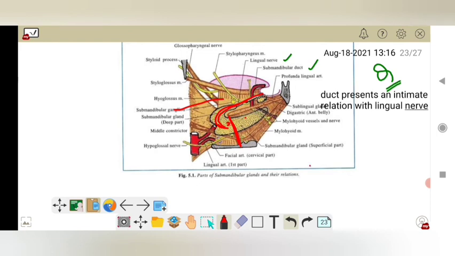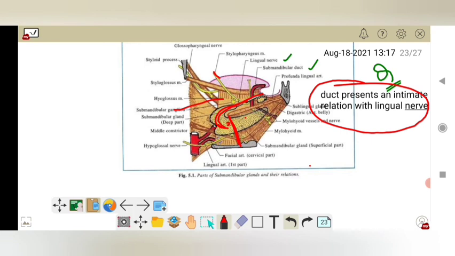Now duct presents an intimate relation with the lingual nerve. At first, the nerve lies above the duct and crosses its lateral side and finally ascends medially, winding round the lower border of the duct. This is the nerve, and this nerve forms a U-shaped loop around the Wharton's duct.